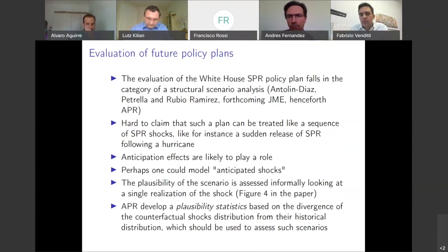In this paper, there is a plausibility statistic, which is related to the modesty statistic proposed by Leeper and Zha in 2003. This is based on the divergence of the counterfactual shocks distribution from the historical distribution, and can be used to assess such scenarios. So to conclude my discussion, great paper. I enjoyed reading it a lot.